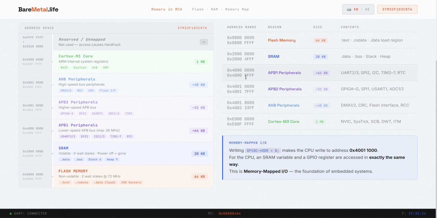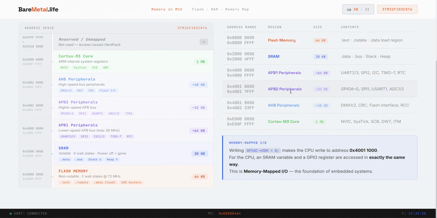Next one is APB1 peripherals, which is 0x40000000 to 0x4000FFFF. This is the lower speed peripheral bus, running at a maximum of 36 MHz. It hosts peripherals like USART2 and 3, SPI2, I2C1 and 2, timers, Timer 2 through Timer 7, and the RTC.